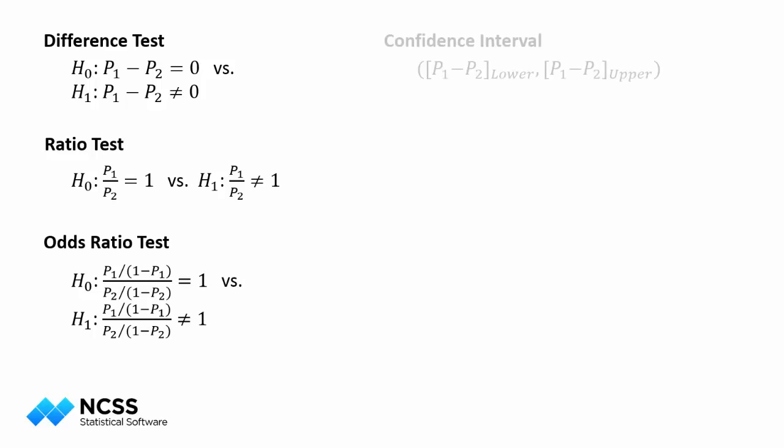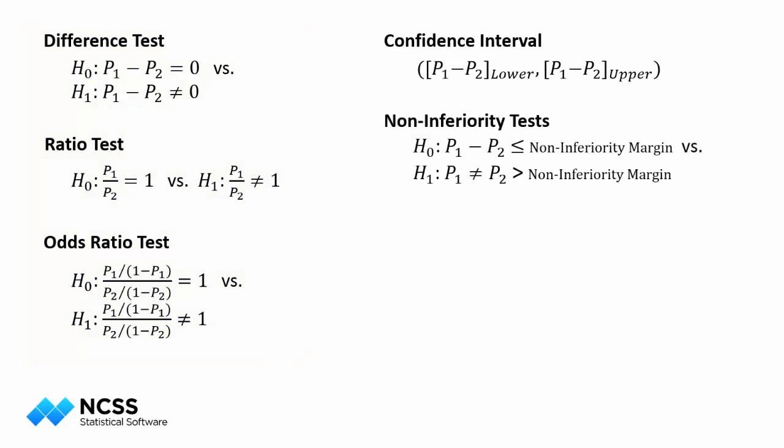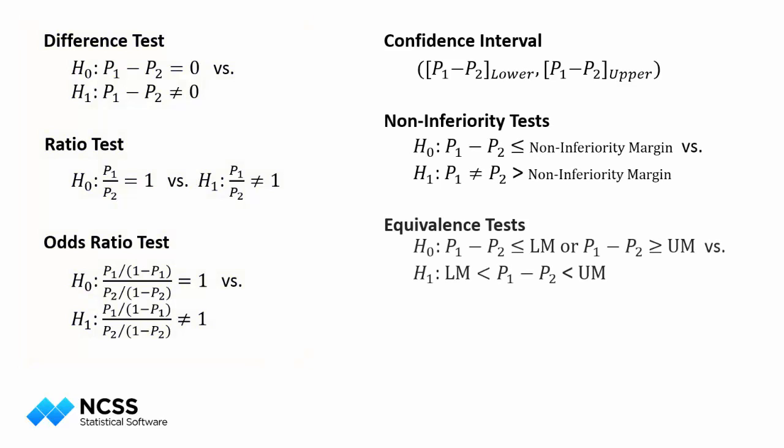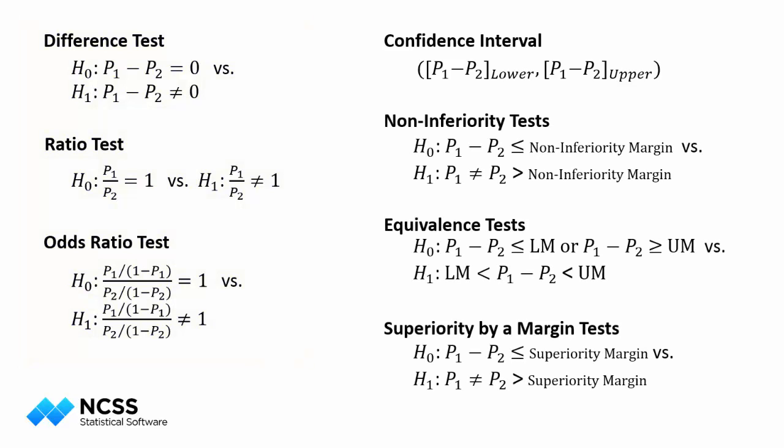They may be compared using confidence intervals, inequality tests, non-inferiority tests, equivalence tests, or superiority by a margin tests. They may be compared using large sample approximation formulas or using exact distribution statistics. While all of these comparisons may be made using NCSS procedures, the purpose of this video is to familiarize you with a basic difference of two proportions analysis.